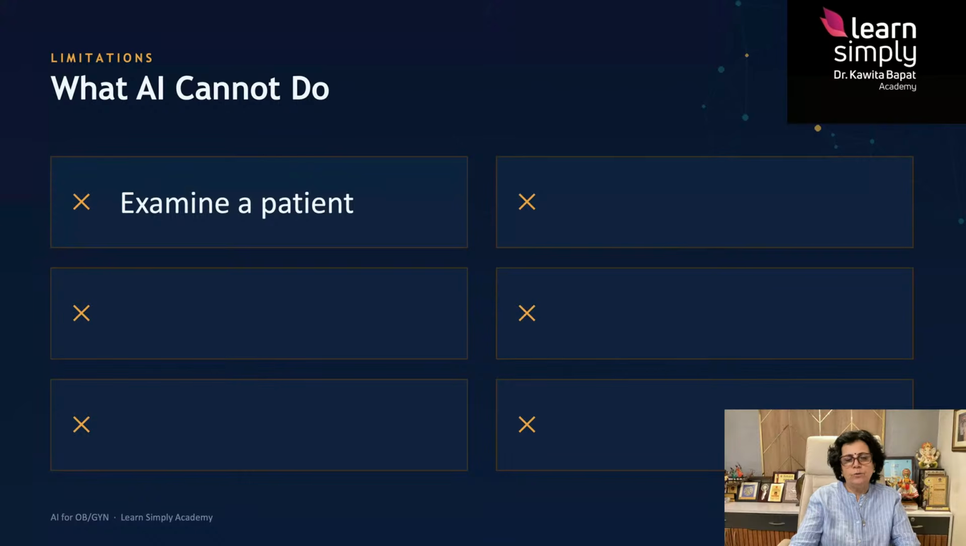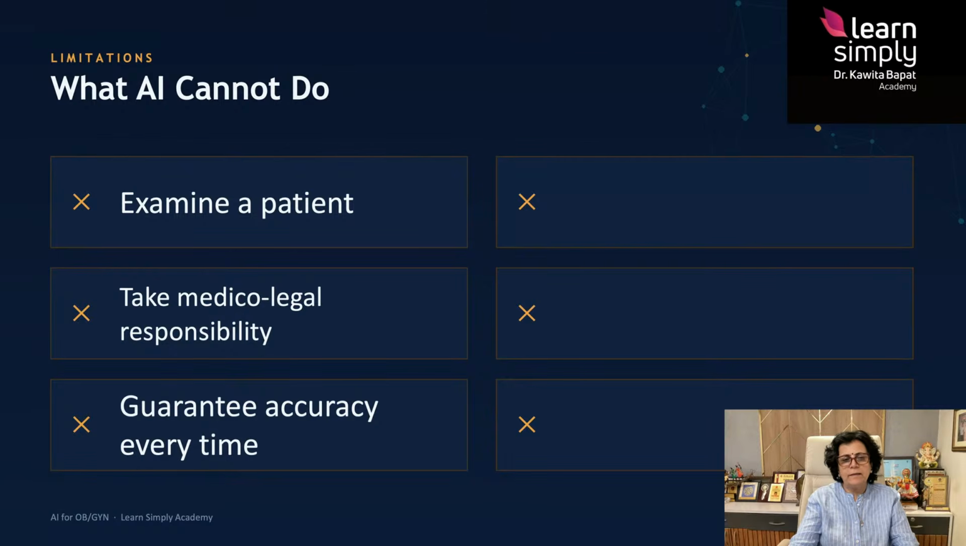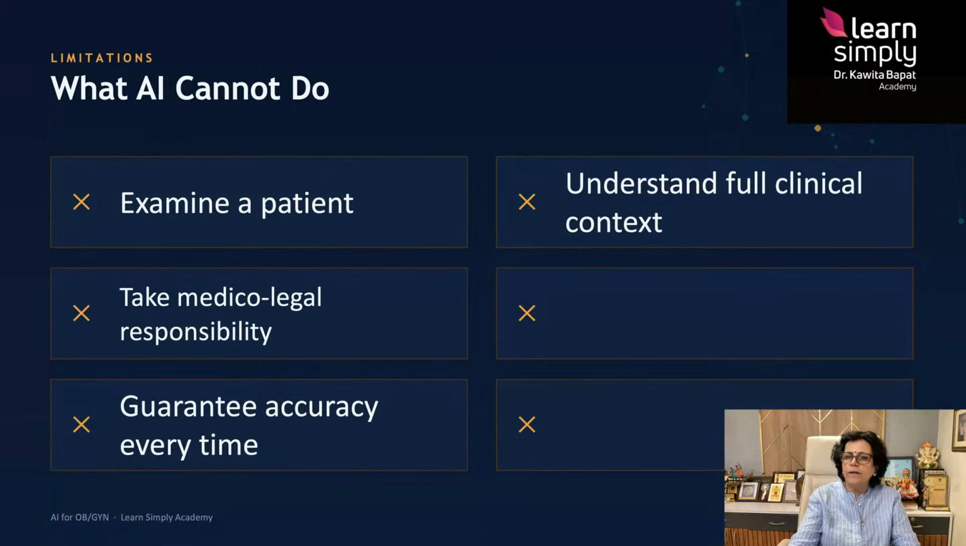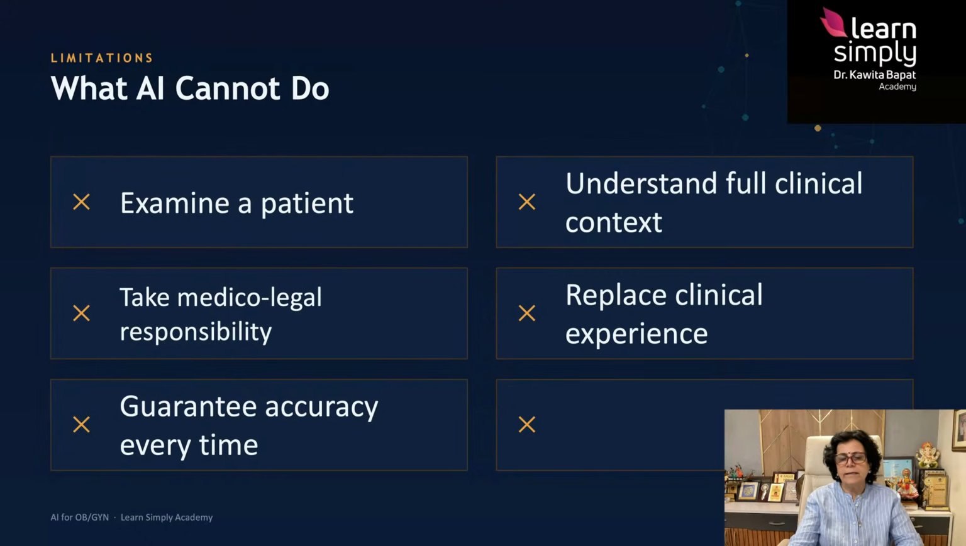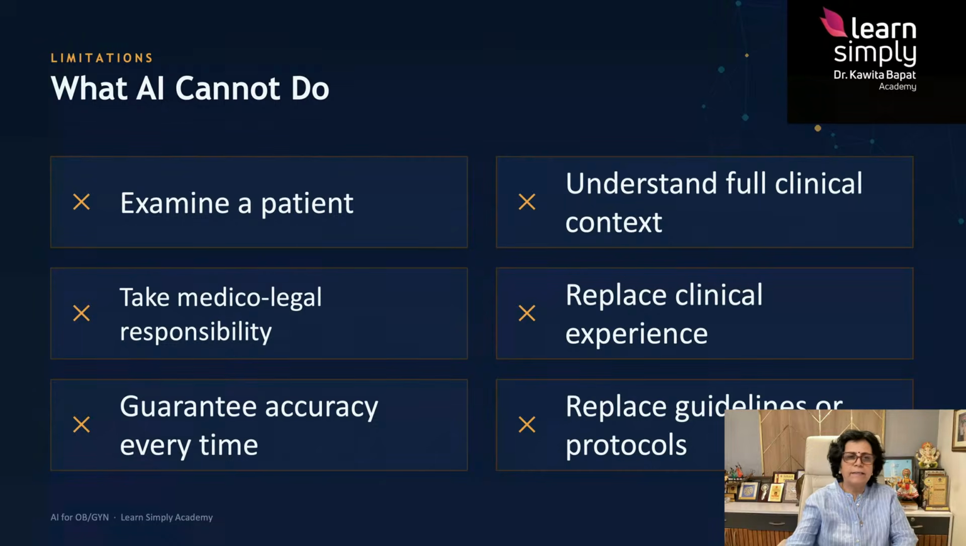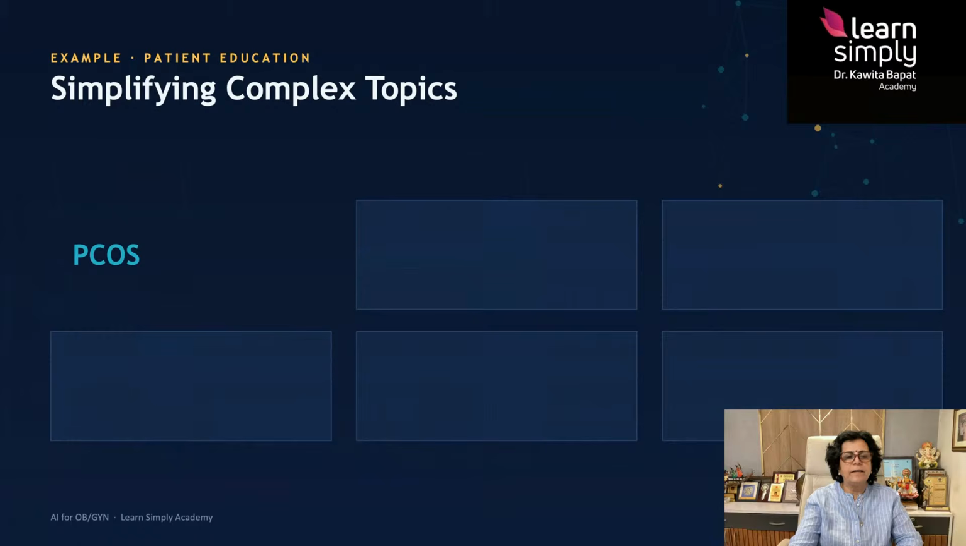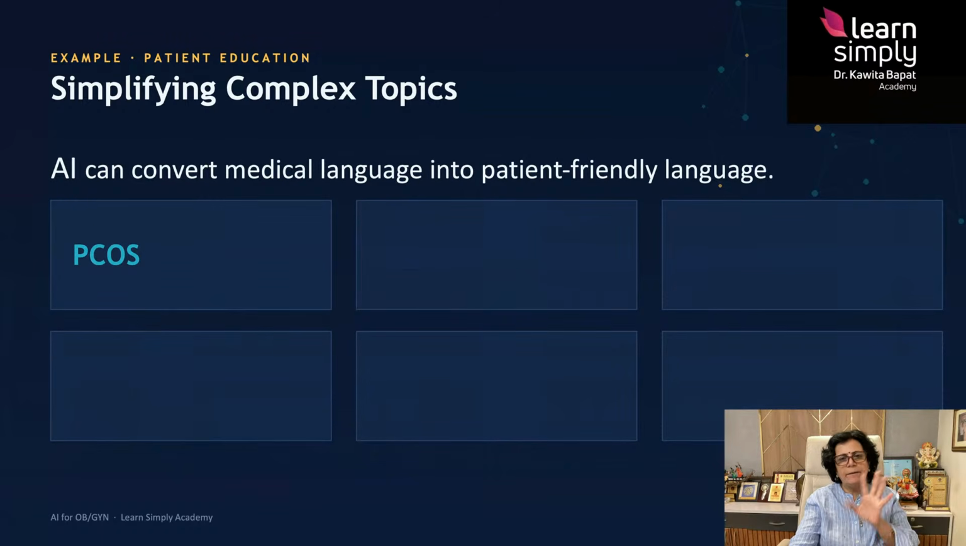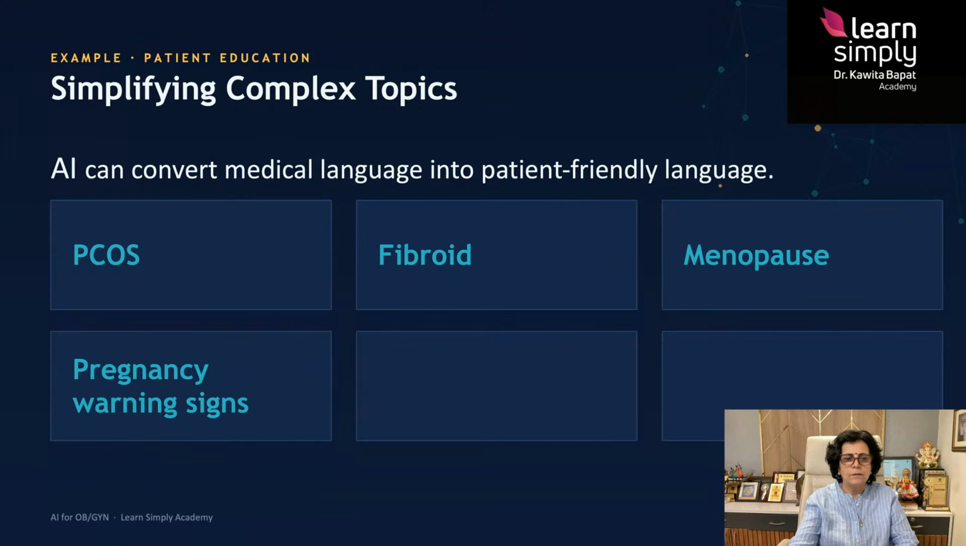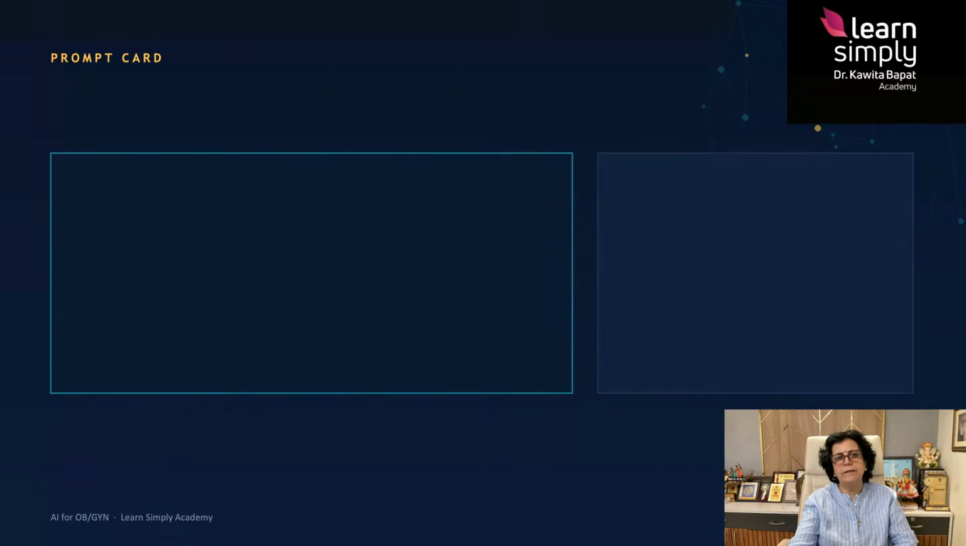AI cannot examine the patient, it cannot take medico-legal responsibility, it cannot guarantee accuracy every time, it cannot understand the full clinical context, it cannot replace clinical experience, and it cannot replace the guidelines or the protocols. For patient education, we can simplify topics like PCOS from medical language into patient-friendly language. Fibroids, menopause, pregnancy warning signs, contraception, and infertility counseling can be done through AI.